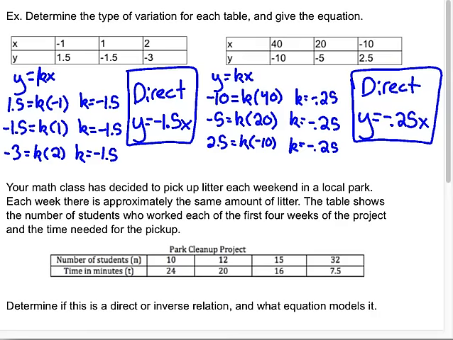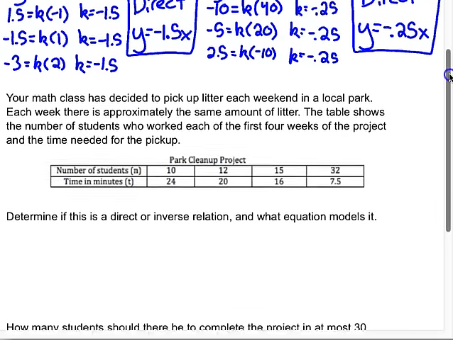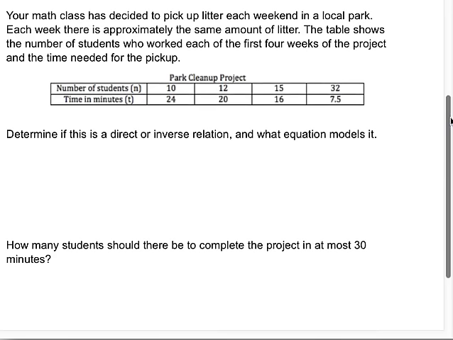All right, so let's see what a word problem looks like using these. So your math class has decided to pick up litter each weekend in a local park. Each week there's approximately the same amount of litter. The table shows the number of students who worked each of the first 4 weeks of the project and the time needed for the pickup. Determine if this is a direct or inverse relation, and what equation models it. So that's essentially asking the same thing we've been doing. All right. So again, let's start by seeing if it's direct. If it's not, then we'll check to see if it's inverse.